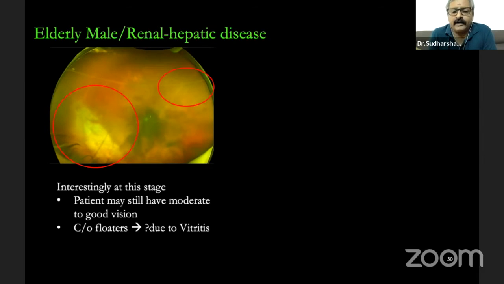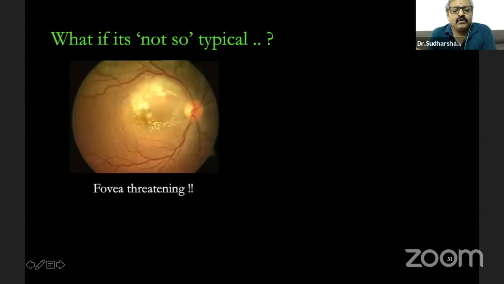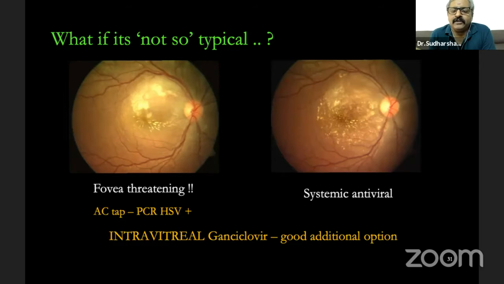But you can't get away with this. Make sure that you cover all the bases. This was treated with emergency parenteral antivirals and oral steroids, and this was a response. But it's not always so typical because this is one patient where the fovea was threatened and we had to do an anterior chamber tap because of the atypical presentation, and it turned out to be PCR HSV positive.